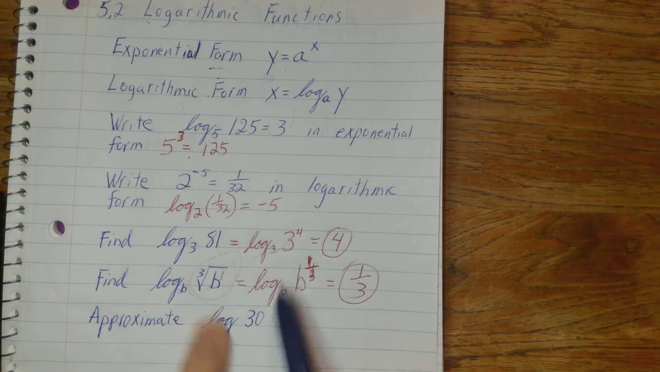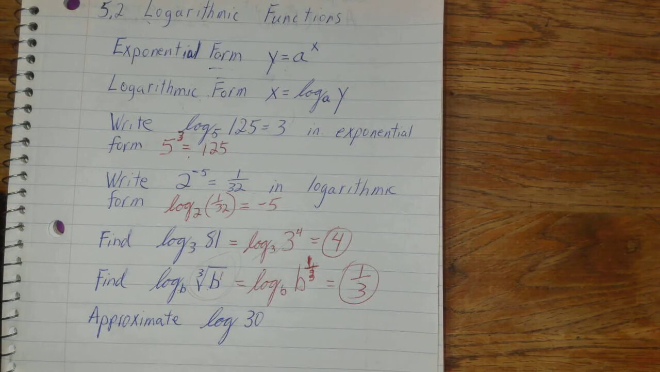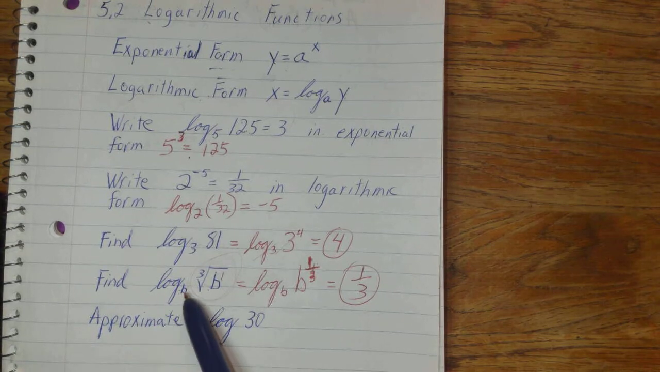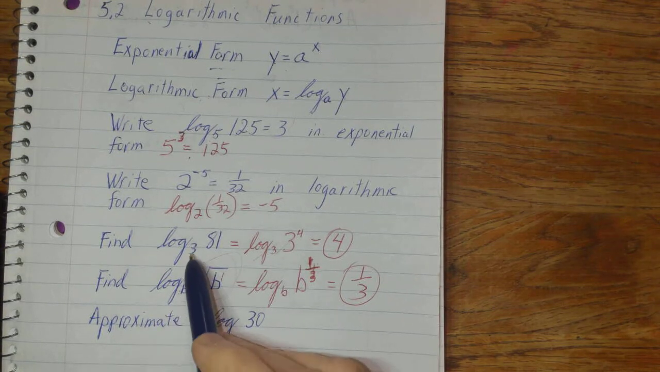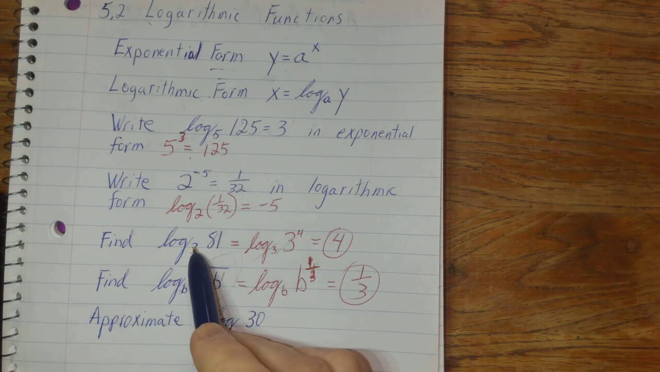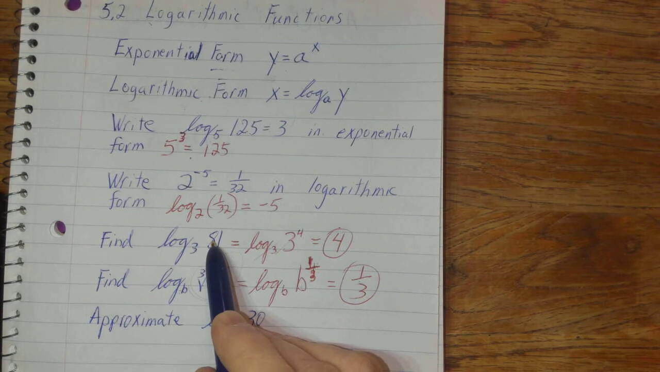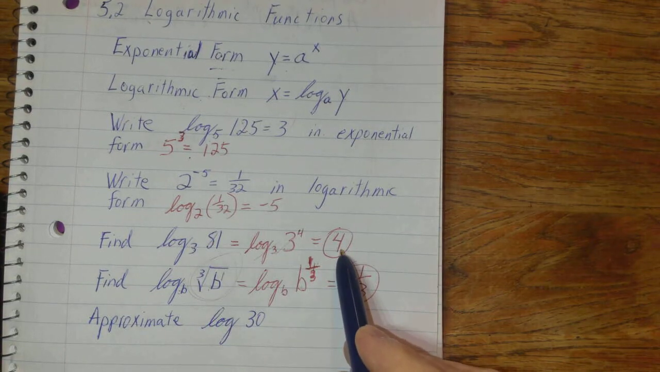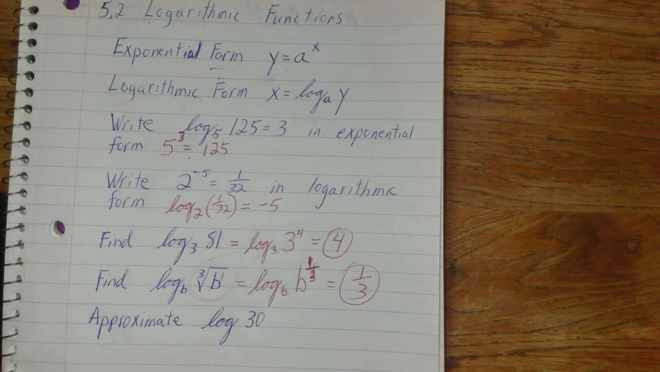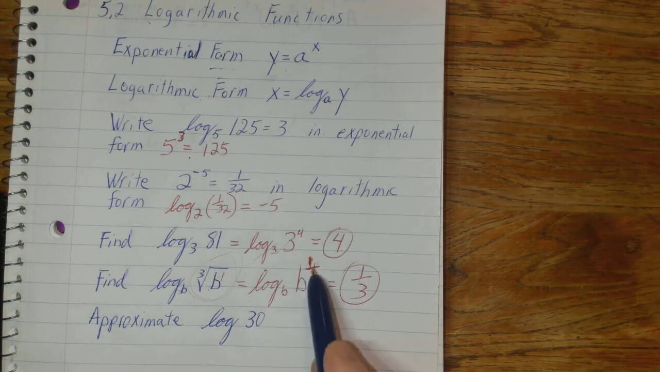Okay, so just a couple of ways. Just understand when we're talking about a logarithm, this is our base. 3 to what power will give us 81? 3 to the fourth power gives us 81. So that's why the answer is 4. B to what power gives us b to the 1/3? Well, that's answering itself there.